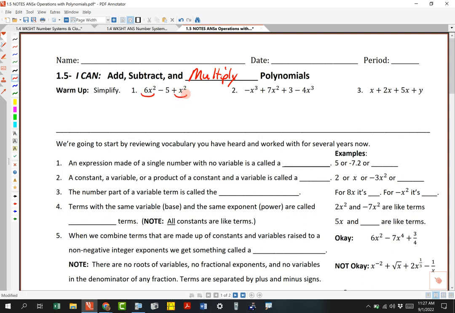Like terms: same base, same exponent, same variable, same exponent. So I have 6x squared plus 1x squared, so I have 7x squared. Then I just have a constant. We usually hang those out on the end. Okay, so we got that one.